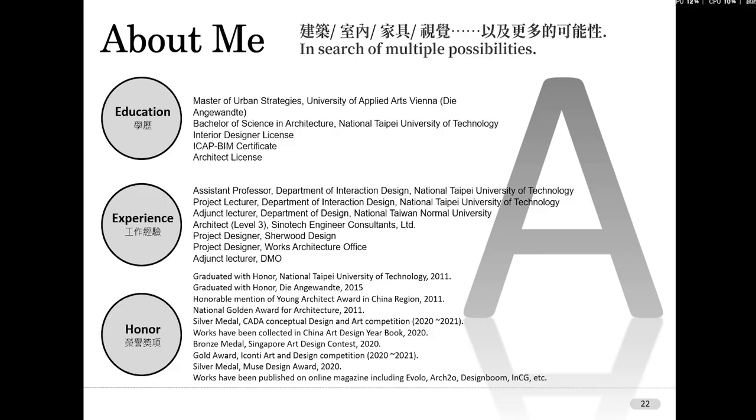Alright, so let me introduce myself as quickly as possible. My name is Chekwa Zhuang. I think I have already mentioned this before. I am a Master of Urban Strategy from the University of Applied Arts Vienna, and I am also an alumnus of this university. I have a Bachelor of Science in Architecture from Taipei Tech. I have licenses in architecture and also interior design. So basically that is my major profession.